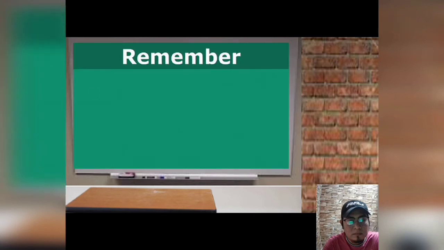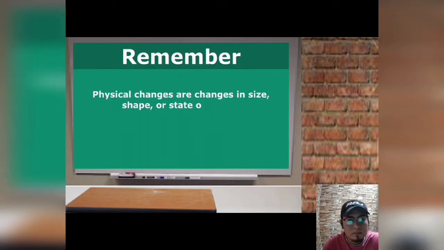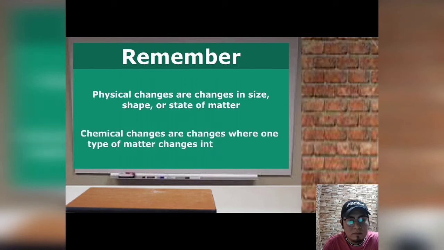So from today, remember, physical changes are changes in size, shape, or the state of matter. But with a physical change, no new substance is created. In contrast, a chemical change is a change where one type of matter changes into a different type of matter.